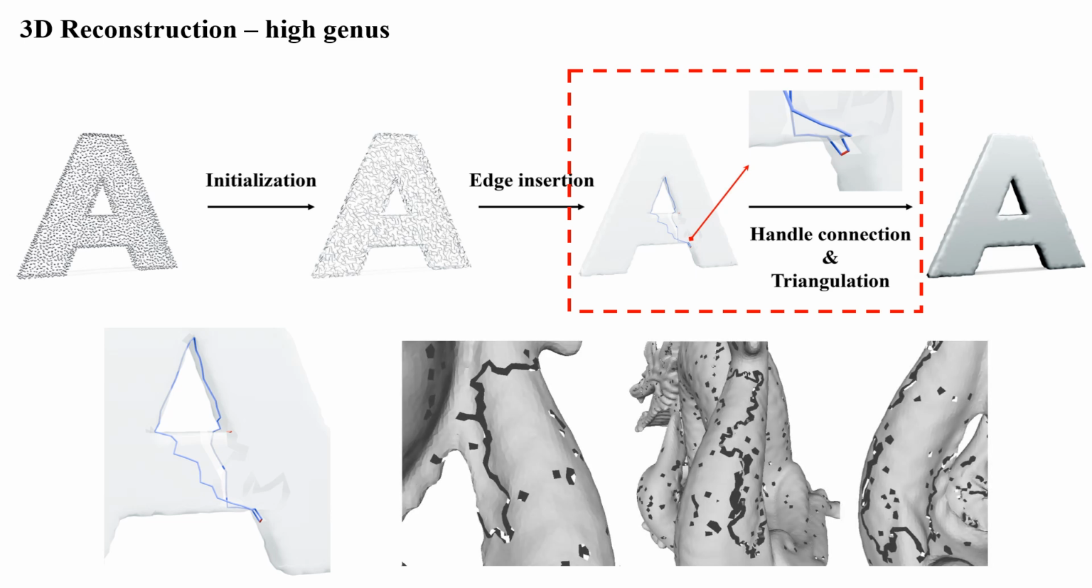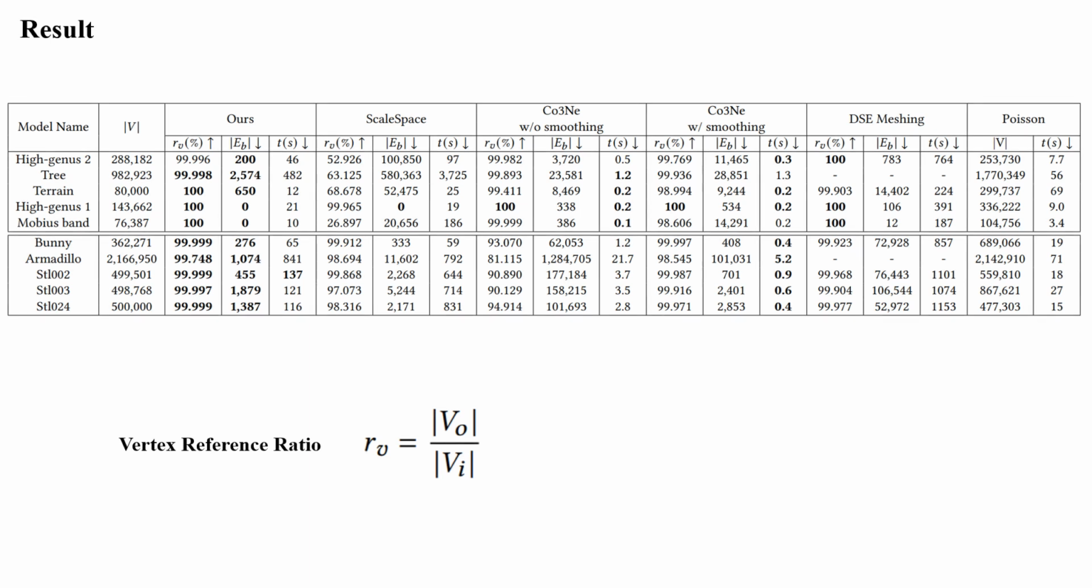Here is another example on the Stanford dragon. Here is the quantitative result comparing with other combinatorial methods. We apply two metrics. One is the vertex reference ratio, which shows how much input information is preserved in the final reconstruction. The other one is the number of boundary edges. This is a general indicator for the quality of reconstruction.